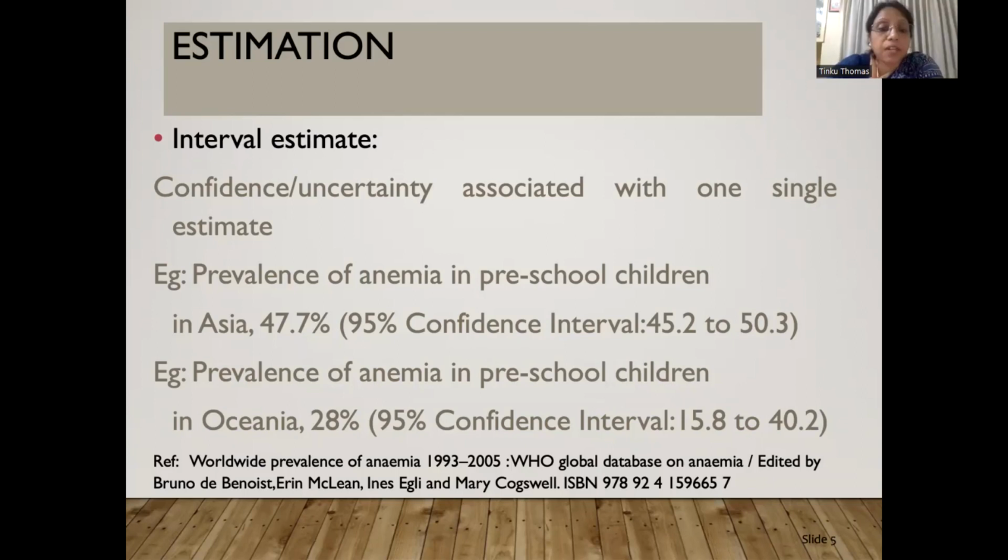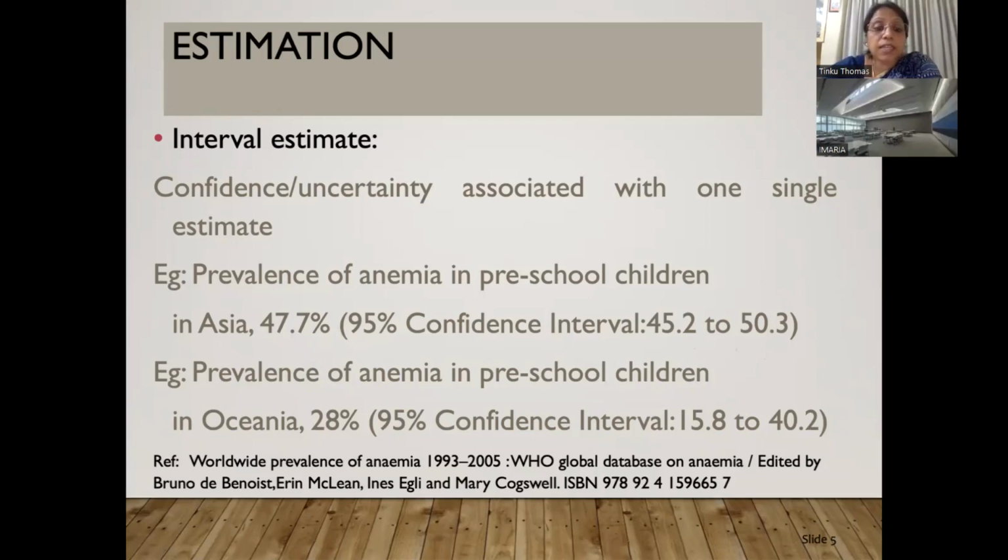For example, look at this. The prevalence of anemia in preschool children in Asia was estimated to be 47.7% with a confidence interval of 95.2 to 50.3. Now you can see that the confidence interval is quite close to the point estimate that we had. That means I'm quite precise in my estimate of the prevalence of anemia in Asia, which is 47.7. I'm quite close to that. I am having a pretty precise estimate.